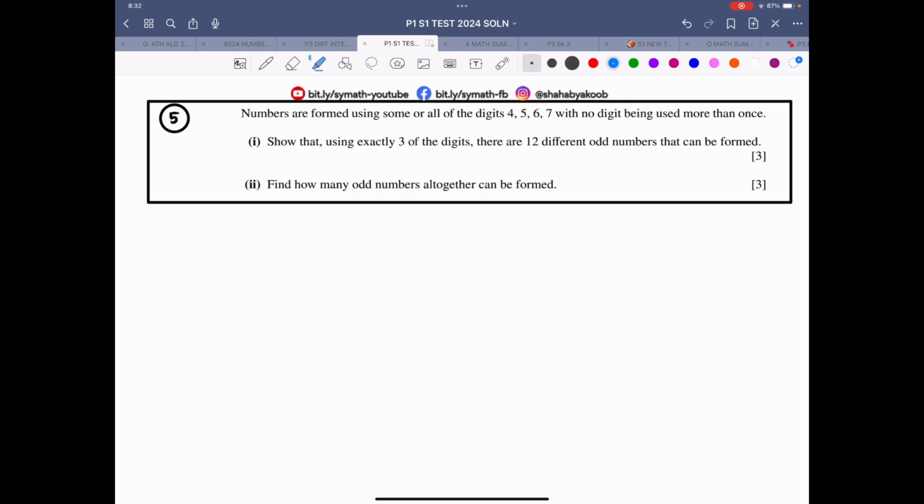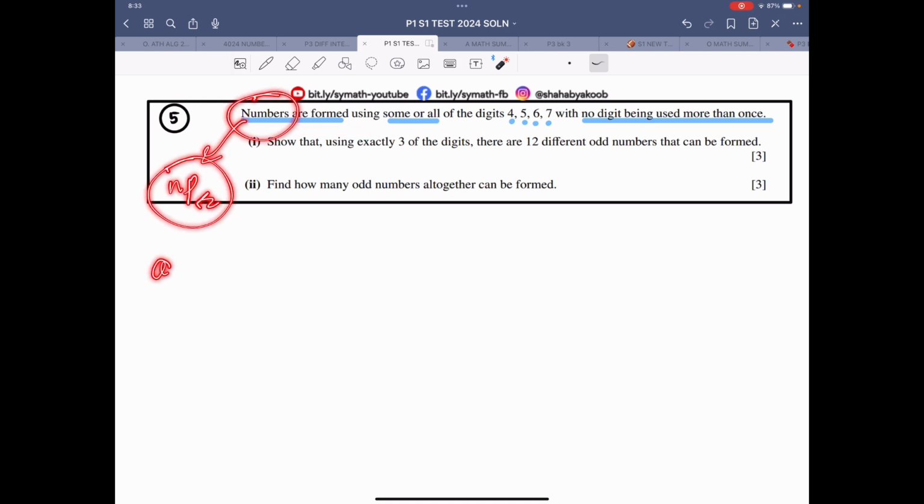It says numbers are formed using some or all of the digits 4, 5, 6 and 7 with no digit being used more than once. Now let me focus on this first line first. Number formation. Number formation is part of permutation because it's about arrangement. Arrangement order makes a difference, therefore it's permutation. Some or all of the digits.